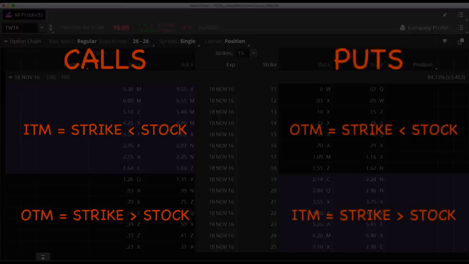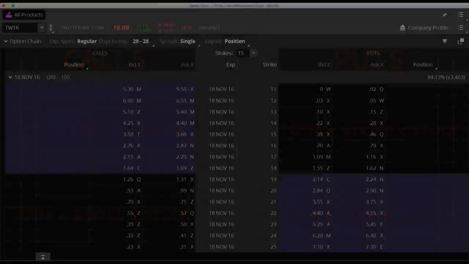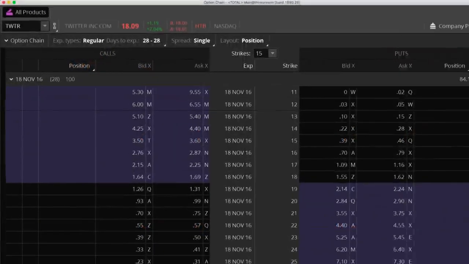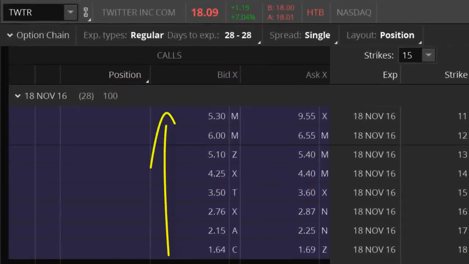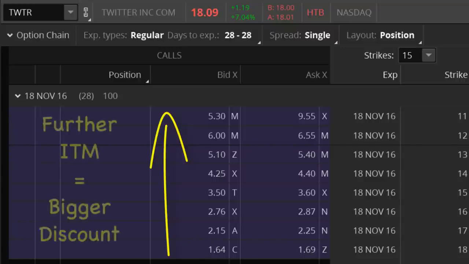And for puts, it's the exact opposite. Now, this is where it will start to come together. You'll notice that the further in the money an option is, the more expensive it is. This is because if an option allows you to purchase the stock at a bigger discount, it's going to be more valuable than an option that only allows you to purchase the stock at a small discount.